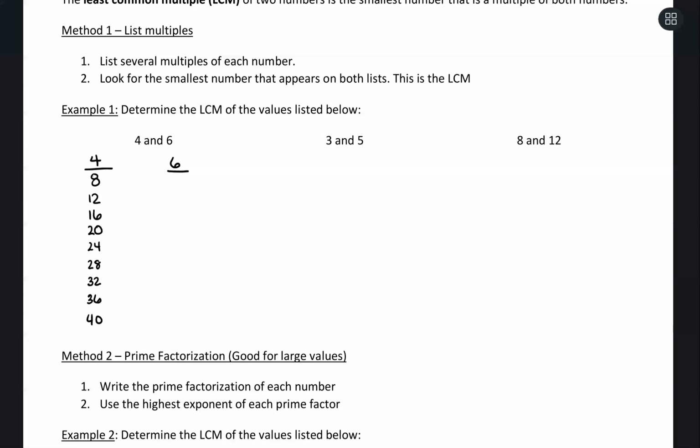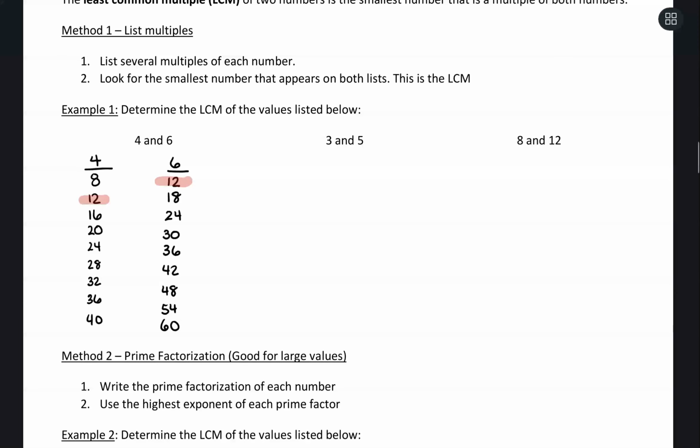And let's do the same for 6. So times 1, times 2, 3, 4, 5, 6, 7, 8, 9, 10. Really hard to read out a different number than I'm writing down. Okay, so now what we're going to do is look through the list and find the smallest number that shows up in both lists. And we hit it pretty early on with 12, so I didn't need to go that far. But just to show you that maybe sometimes you would have to go out that far.